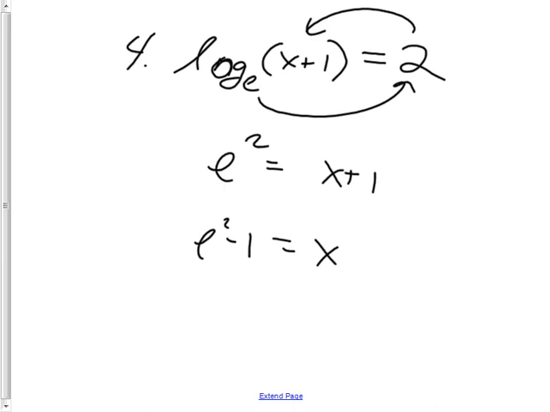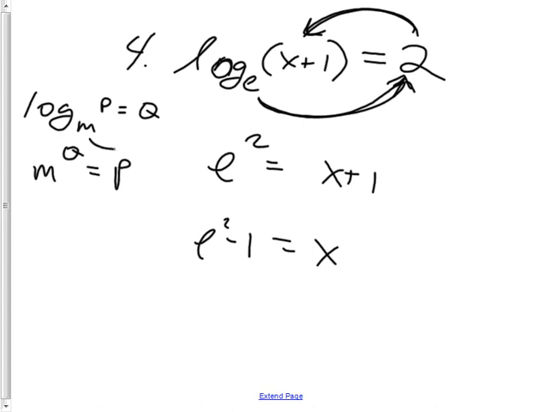And now, that's e to the second. That's not 2 to the e. Because e to the second equals x plus 1. I'm going to give you a really simple one just to see if you remember how to do this. This would be m to the q equals p. You go like this to the this equals that. That ring a bell? Okay.